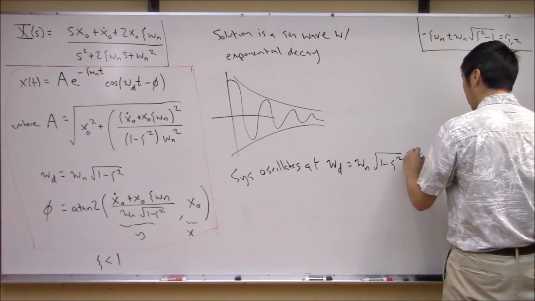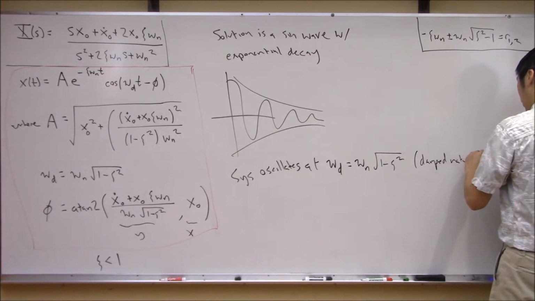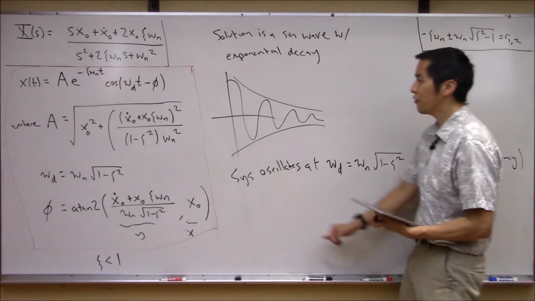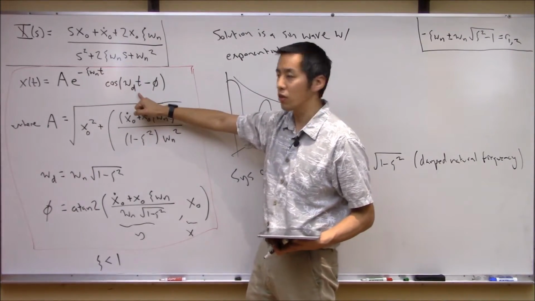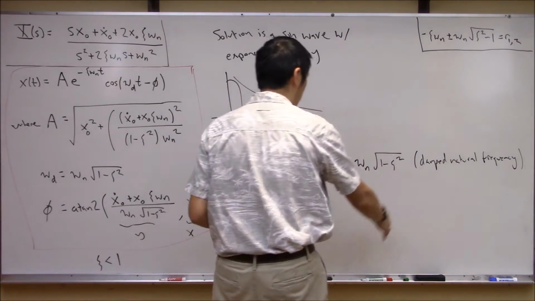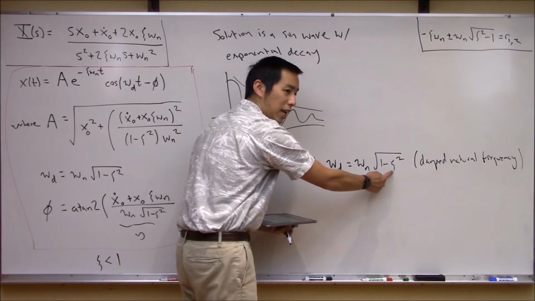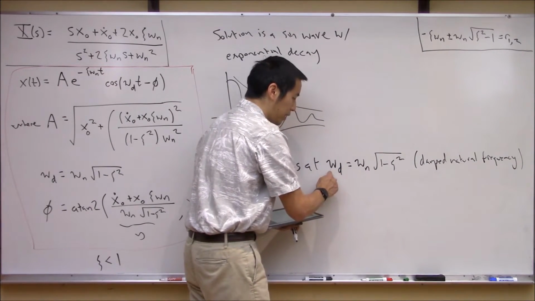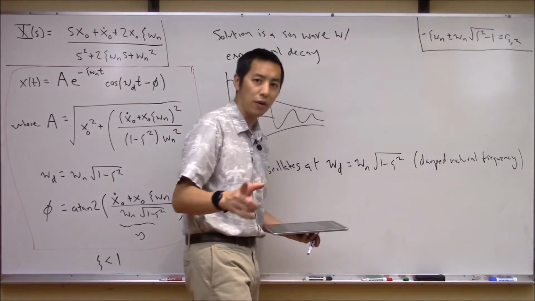So this is sometimes referred to as the damped natural frequency. You can clearly see from this expression that this is the frequency at which the system oscillates. It's close to the natural frequency if zeta is small. But if your damping ratio goes up, the frequency it oscillates at can be very different from your natural frequency. So just be a little bit careful about that.